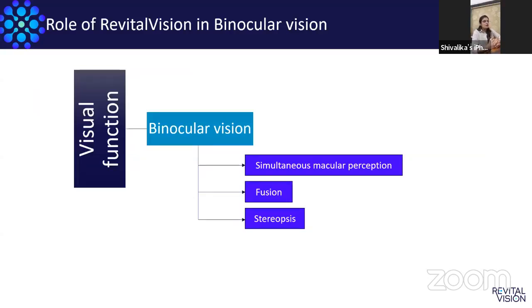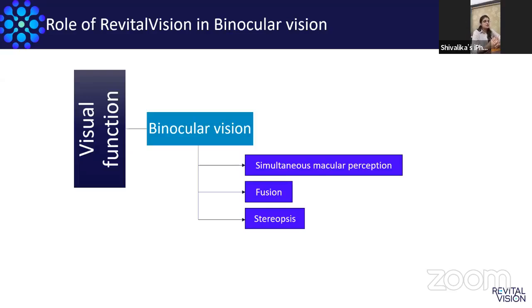We understand that for a person to achieve a certain amount of binocular vision, there are three stages they have to go through. The first stage is simultaneous macular perception, where the image is captured in each eye with their macula simultaneously. Second is fusion, that is trying to fuse both images as one. And third is stereopsis, which is your 3D vision, trying to perceive that one single image in three-dimensional vision.